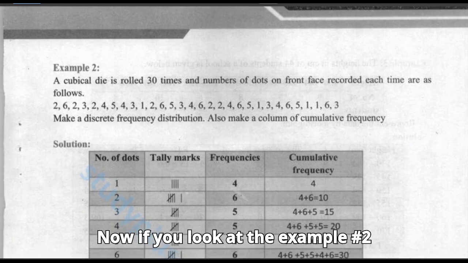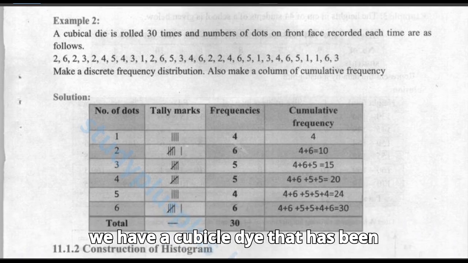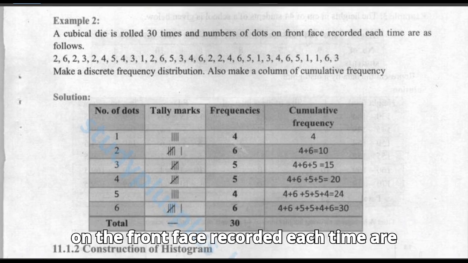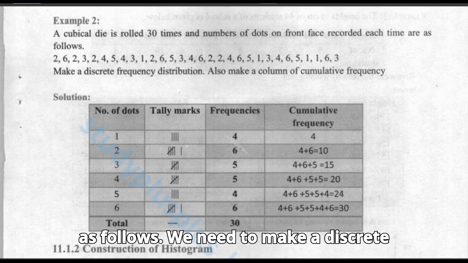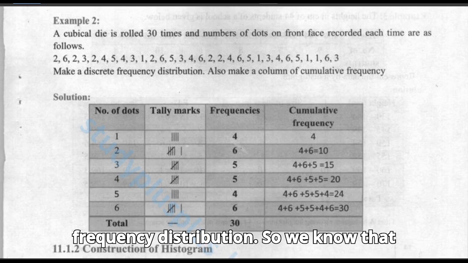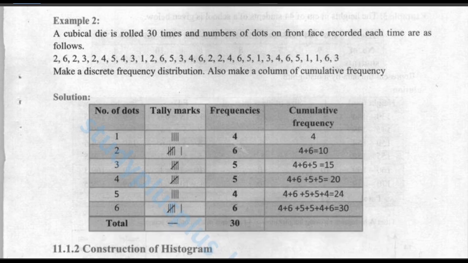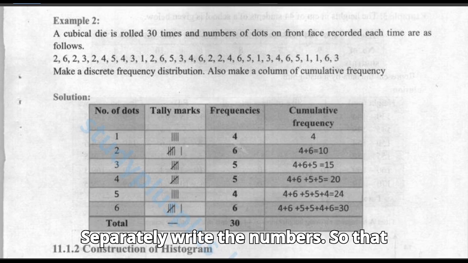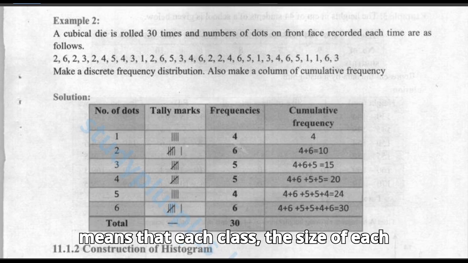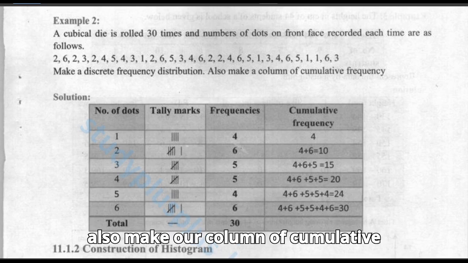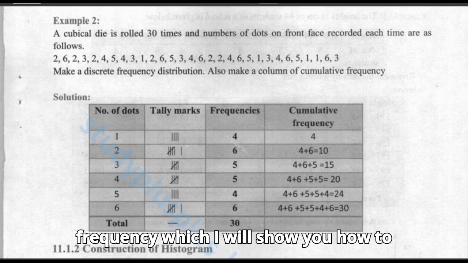Now, if you look at example number 2, we have a cubical die that has been rolled 30 times and the number of dots on the front face recorded each time are as follows. We need to make a discrete frequency distribution. So we know that if we want to make a discrete frequency distribution, we will just separately write the numbers. That means the size of each class interval will be 1. And we will also make a column of cumulative frequency, which I will show you how to find.